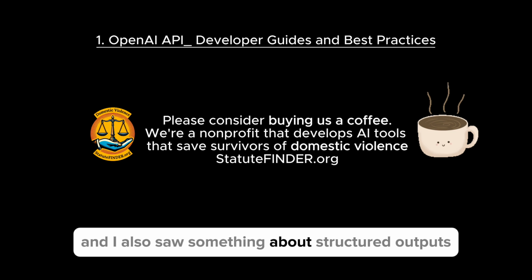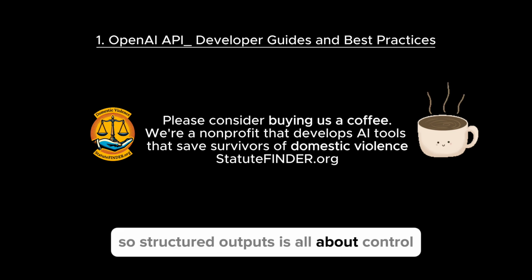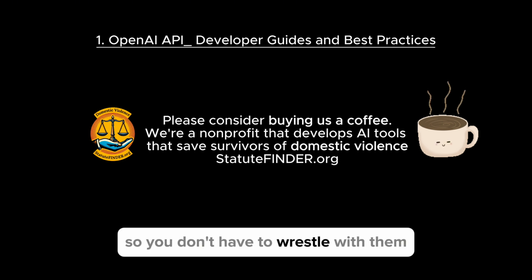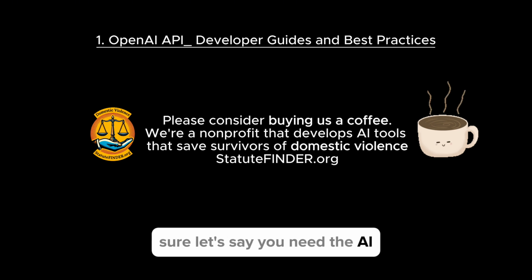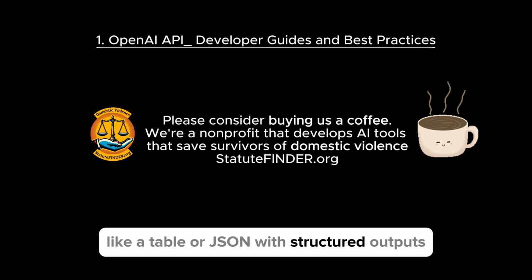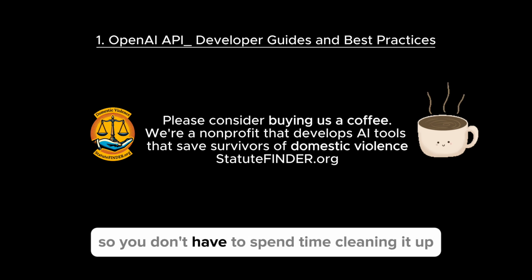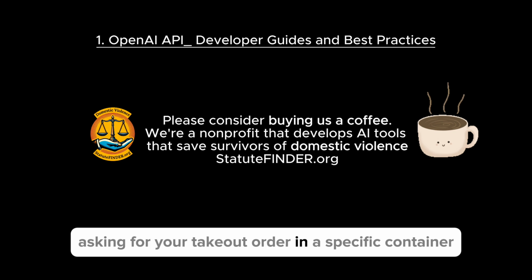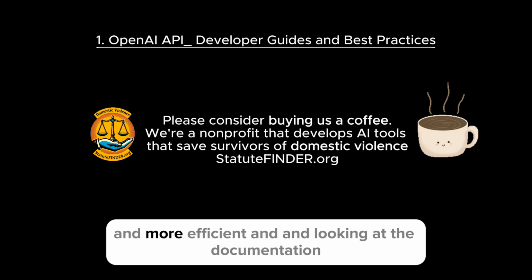And I also saw something about structured outputs. What's that all about? So structured outputs is all about control. It lets you define the format of the AI's responses so you don't have to wrestle with them to make them usable. Can you give me an example? Sure. Let's say you need the AI to give you data in a very specific format, like a table or JSON. With structured outputs, you can tell the AI exactly how you want the data to be structured so you don't have to spend time cleaning it up or converting it. Oh, that makes sense. So it's like asking for your takeout order in a specific container, way easier to handle. Exactly. It just makes everything so much smoother and more efficient.